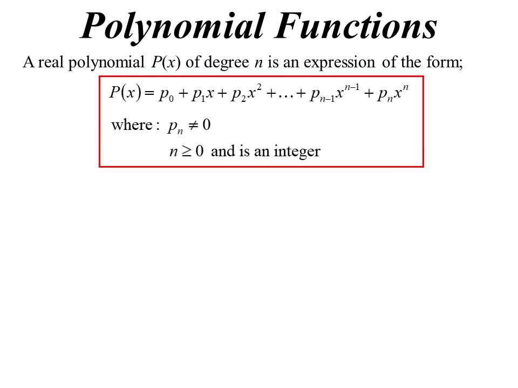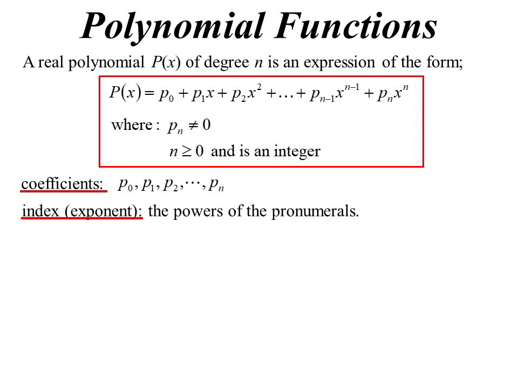We know all the powers are greater than or equal to 0, and of course integers, they have to be whole numbers for it to be a polynomial. P0, P1, P2, as we know, they're called coefficients. The powers also have other names. We could call them indices. You know that. But the other word is exponents, hence why we call that curve the exponential curve.